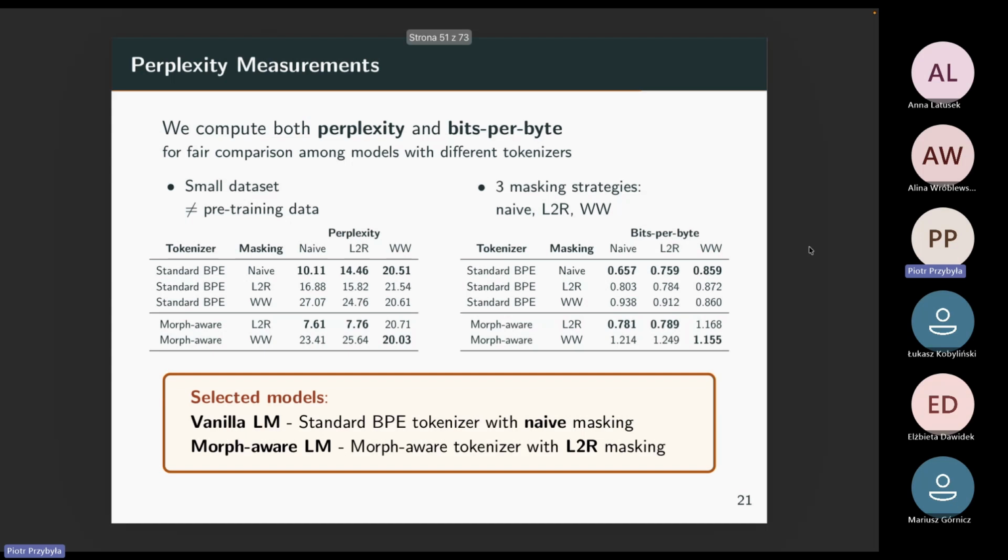But based on that, we just use the vanilla language model as a standard BPE tokenizer, and then the morphology-aware one with left-right. Okay. However, these results already show that we're better, right? Because this is perplexity, lower is better, and we're actually quite a bit lower than BPE.